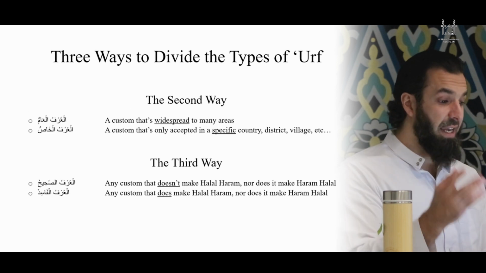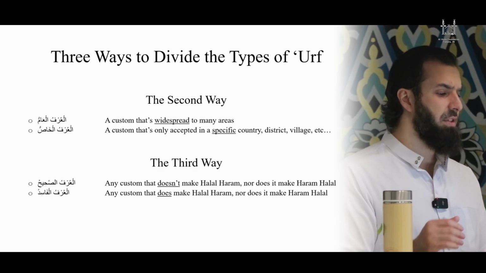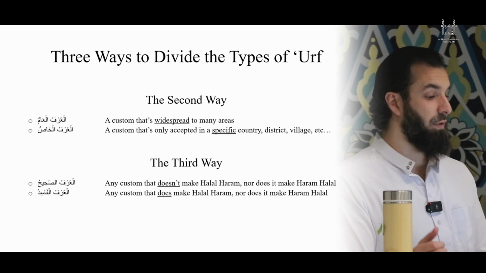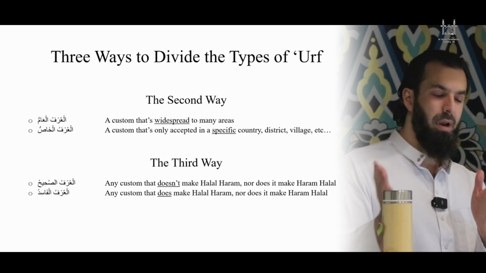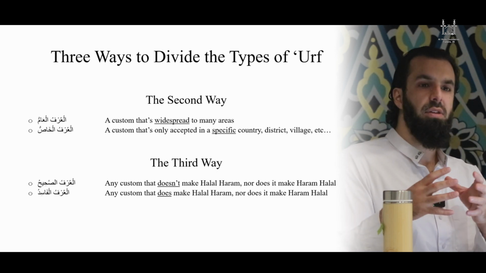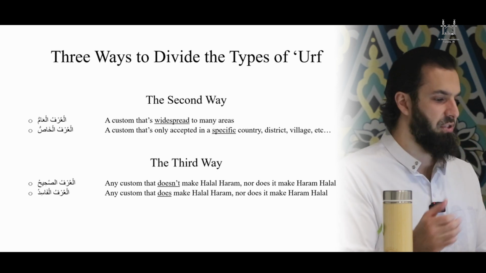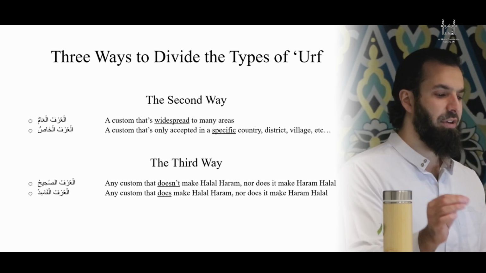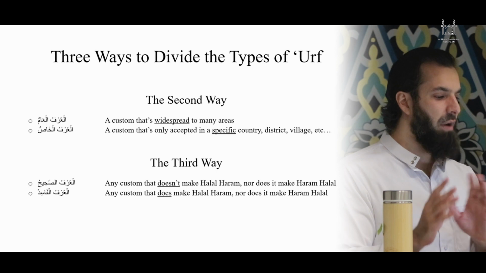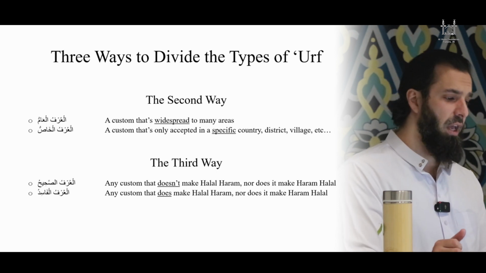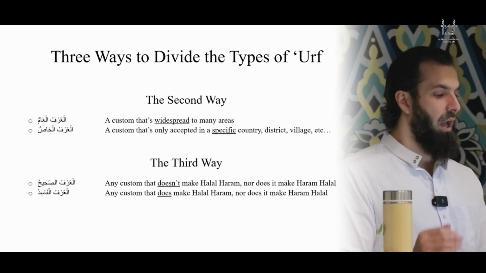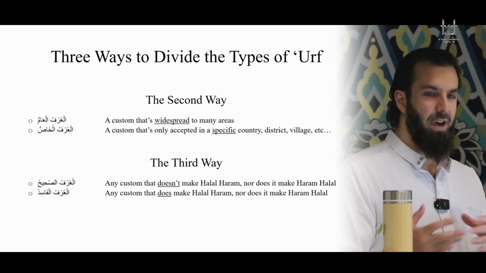Moving on. The second way to divide this concept of urf is al-urf al-am versus al-urf al-khas. So a custom is widespread in many areas, whereas maybe something is just customary in your particular city, a custom that's only accepted in a specific country, district, village, etc. And the third way of dividing it up is al-urf al-sahih and al-urf al-fasid. Sahih meaning valid, and fasid meaning corrupt.